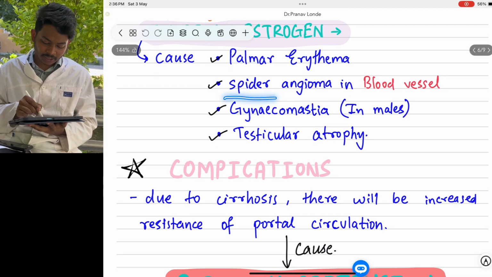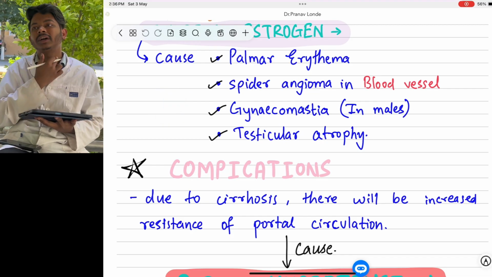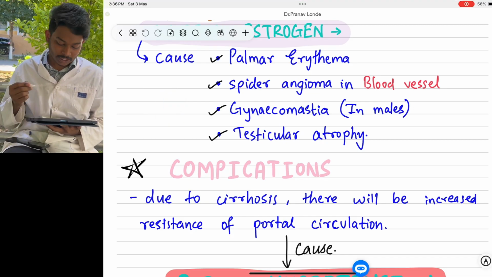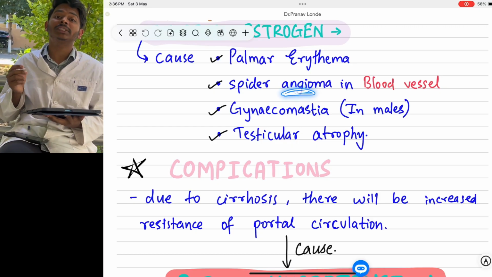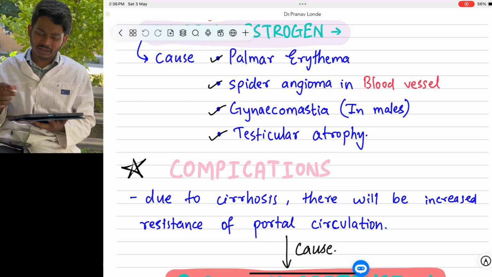Next is spider angioma in blood vessels. That means we can see a spider-like structure formed on our body. This is spider angioma in blood vessels. It gives a spider-like shape. Angioma means the blood vessels, which is a Latin term.